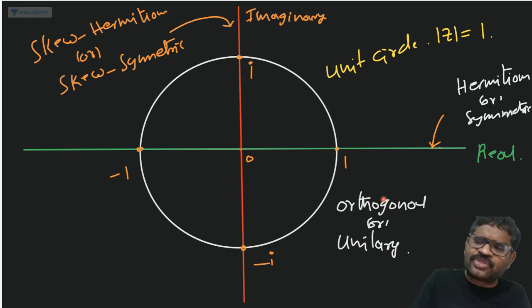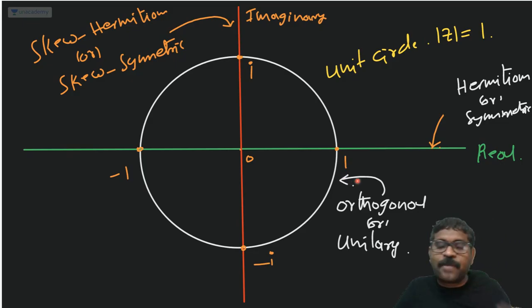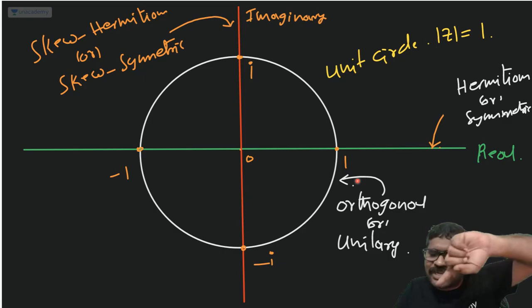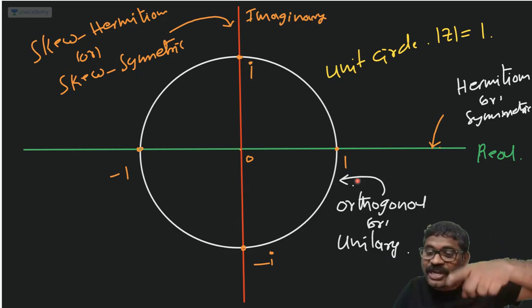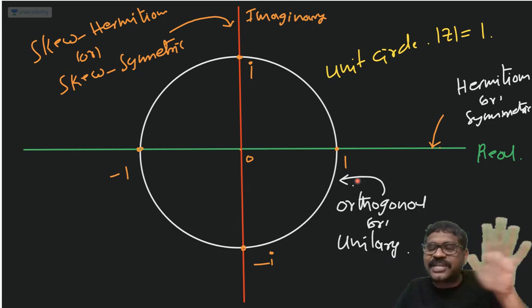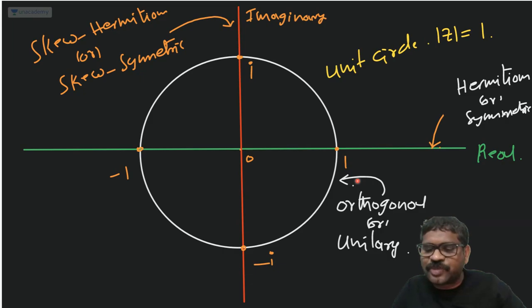Eigenvalues of orthogonal and unitary matrices lie on the unit circle. Modulus of lambda is 1, meaning magnitude 1, which means all the eigenvalues lie on the unit circle. Eigenvalues of orthogonal and unitary matrices lie on the unit circle. Catch my point?